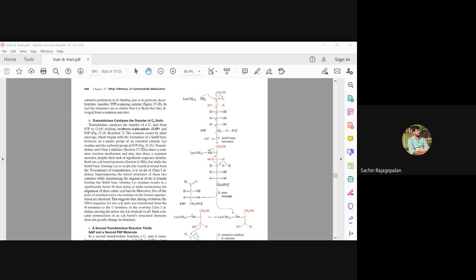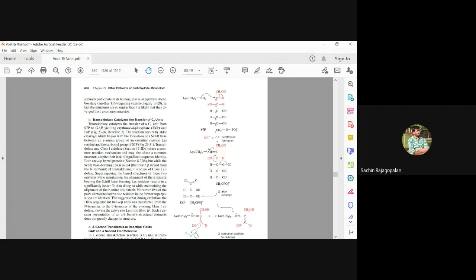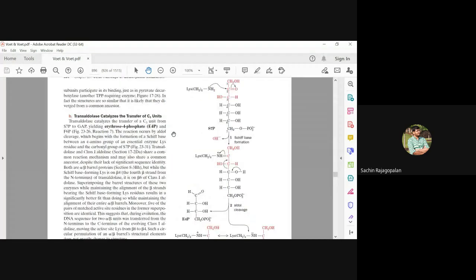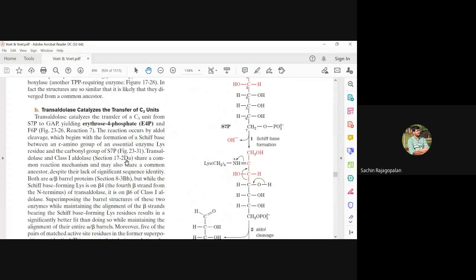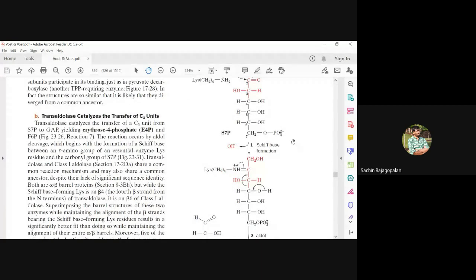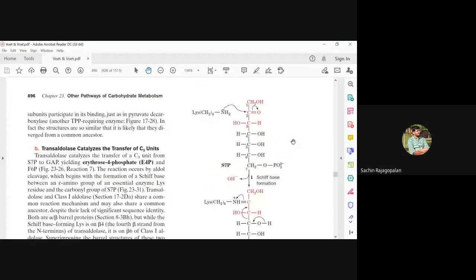Okay, so here we go. I think you all can see the screen. I'm zooming in on the reaction so that it is a little more clear. So here we are discussing the mechanism of transaldolase. In this process, I hope you all can see the cursor very clearly. There is a small hand-like structure moving there.